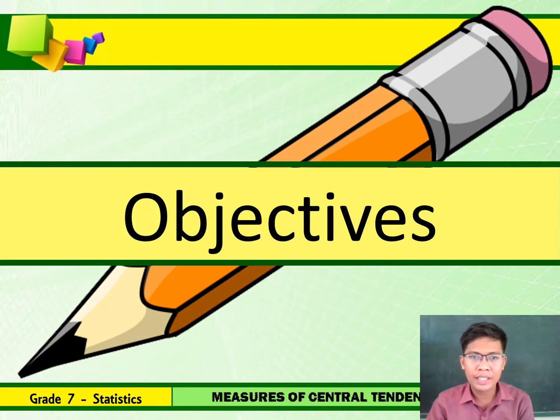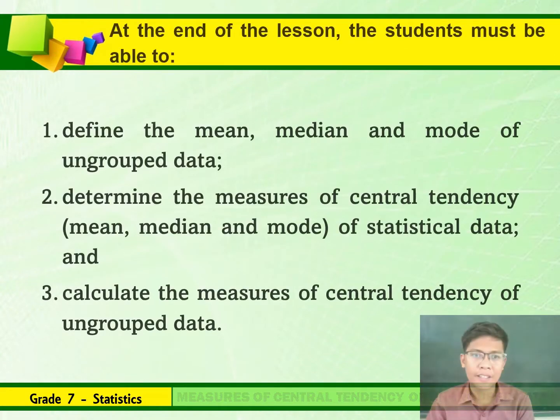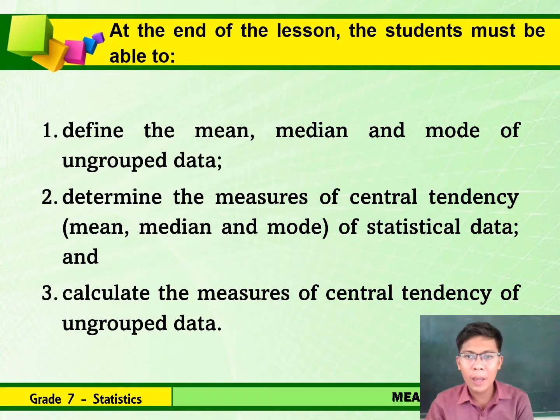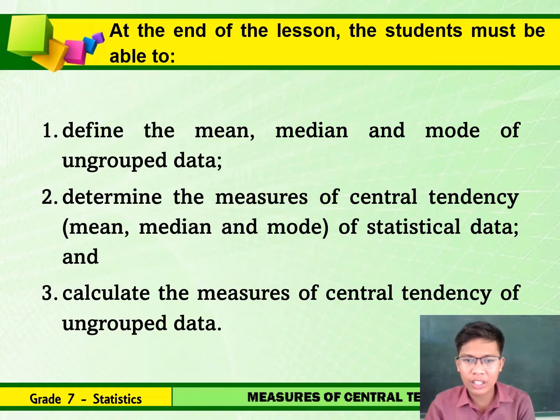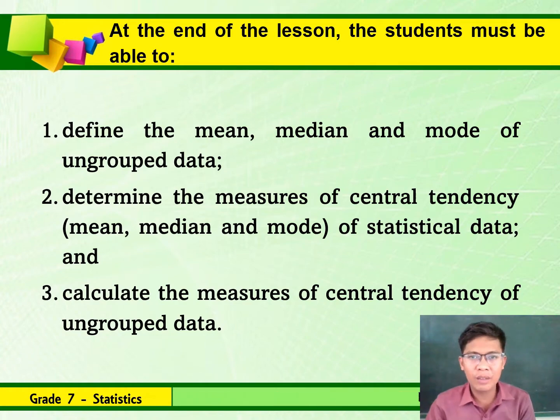The first one is define the mean, median, and mode of the ungrouped data. The second one is determine the measures of central tendency, your mean, median, and mode of statistical data, and calculate the measures of central tendency of ungrouped data. So these objectives will be attained at the end of our lesson. Okay.